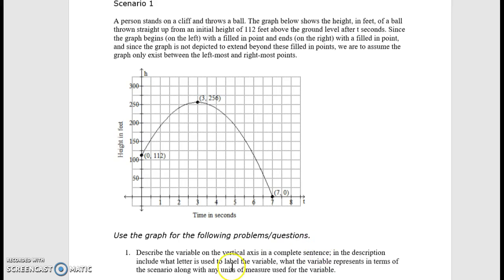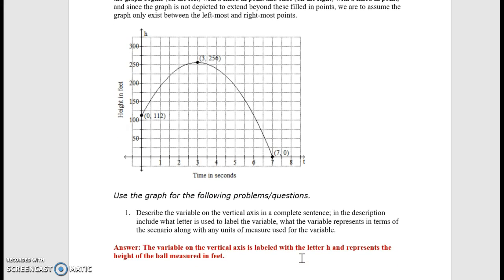All right, so we have the letter used to label the variable is H, the variable representing height of the ball, in the units of measure feet. And so if we organize that in a complete sentence, we can come up with an answer here. The variable on the vertical axis is labeled with the letter H and represents the height of the ball measured in feet.